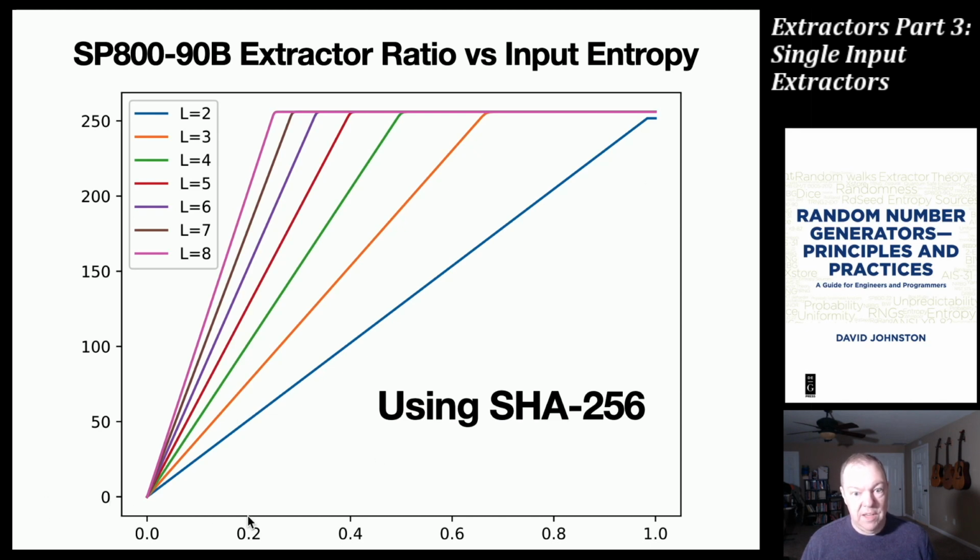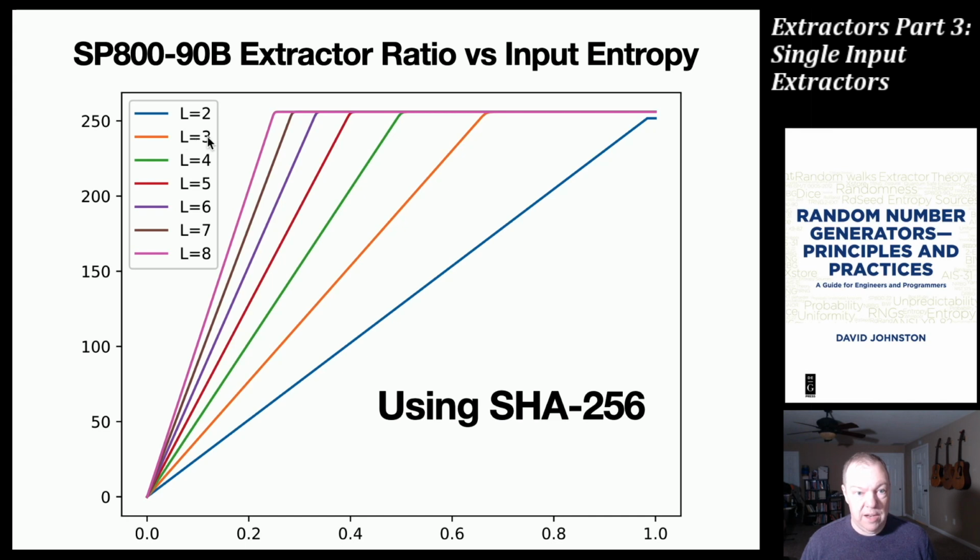The x-axis is the entropy rate of that data that we're putting in. So say 20%, it's saying the entropy out is going to be somewhere like 50 bits of data out of 256 bits of data. And we see here it doesn't even, with L equals 2, so a 2-to-1 extractor ratio, it never even reaches 100%. So you need an extraction ratio which is greater than 2 to get to close to full entropy output.